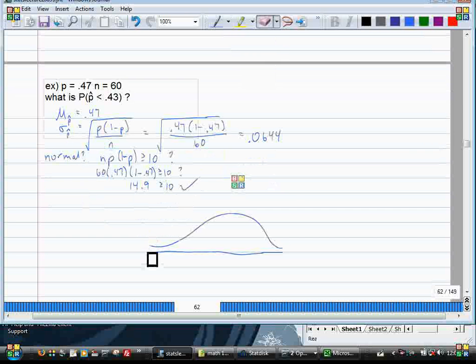So now we've got our picture. What do we label? 0 in the middle for z, and what else? 0.47, and that's a what kind of value? Right. So these are p hat values. Okay, 0.43. And shade to the left, because it's less than. Okay. Yep.